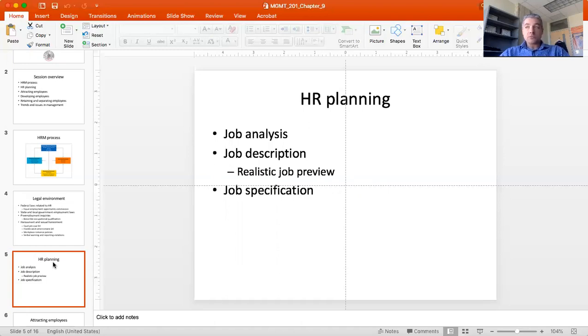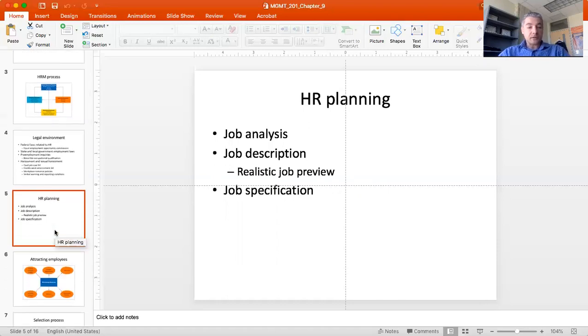So as long as you have a pretty good understanding of what's required of the candidate, you should be able to communicate that in a realistic job preview. And then obviously you proceed to job specification. This is where you provide a schematic description of the position so that you can classify it a particular way.